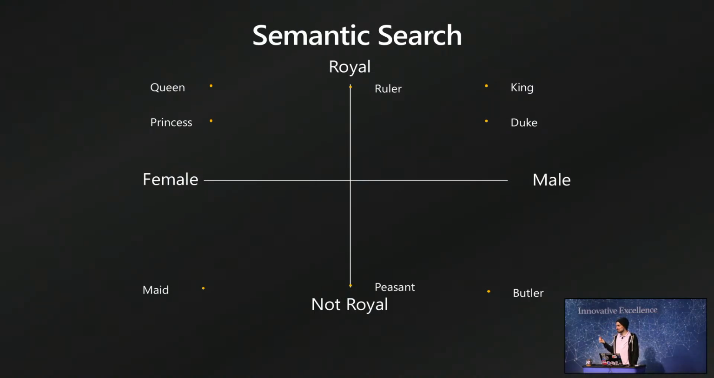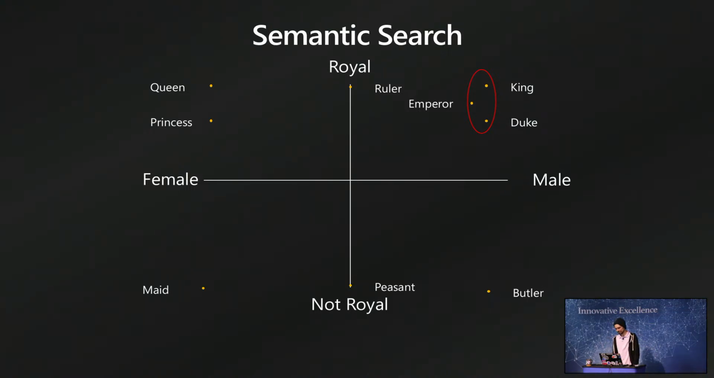So now let's say that we're looking for things that relate to emperor. And we want to find two things that relate to emperor. What do we think is going to be returned if we look for emperor? King and duke. They're both very male, both very royal, as is emperor.